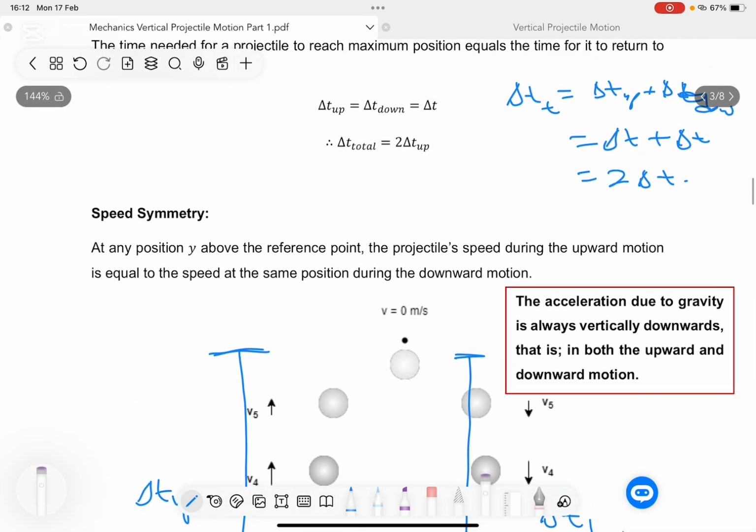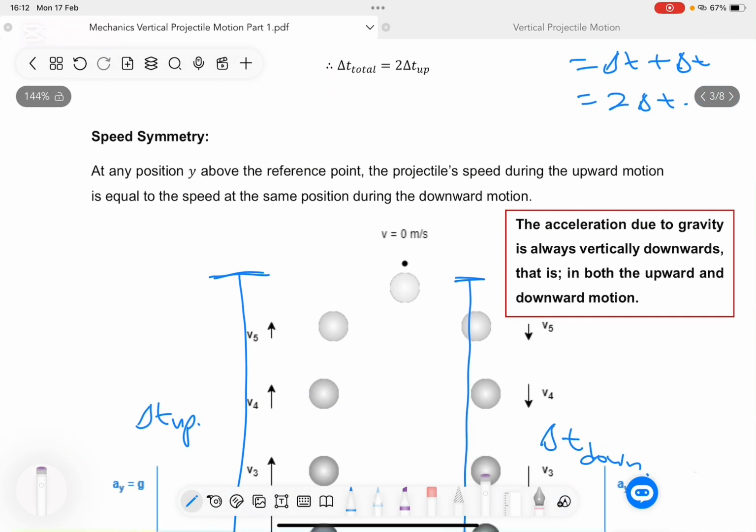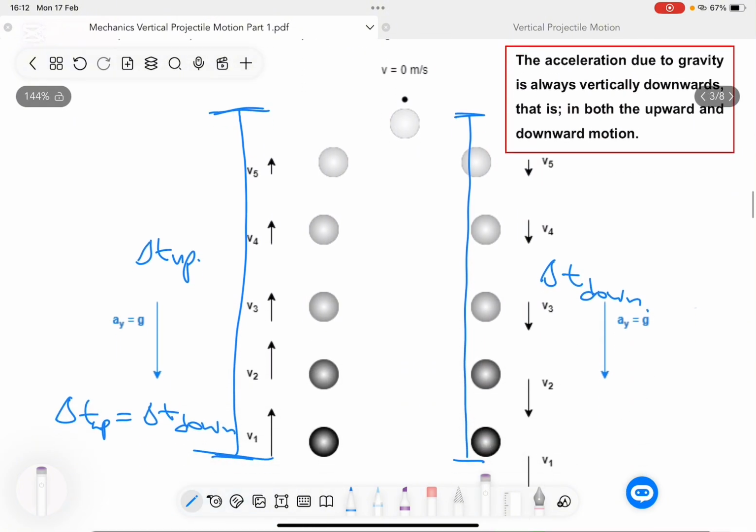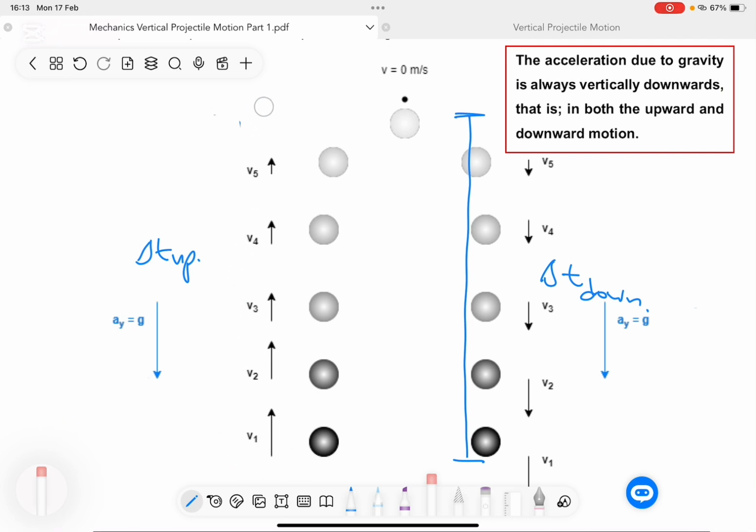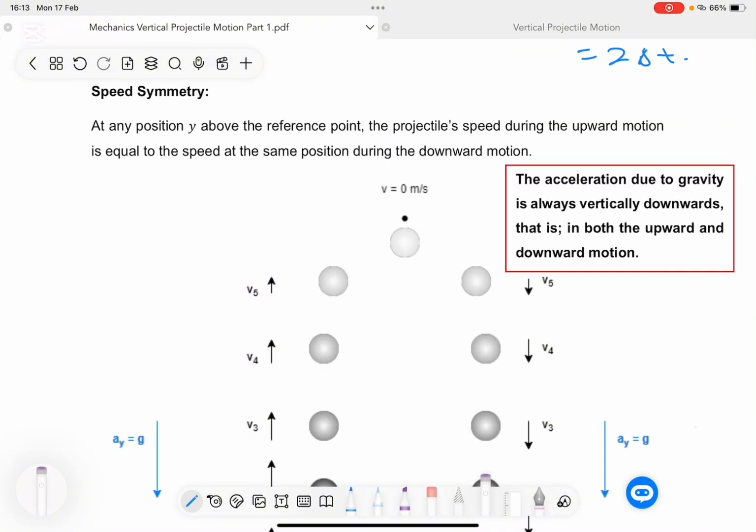In fact, that makes us then come to the second part of our symmetry, which is the speed symmetry. Now the speed symmetry says that... let me erase here so that we can study speed symmetry now. The speed symmetry is the idea that at any position above the reference point, the speed of the projectile during its upward motion is equal to the speed when it is in its downward motion.